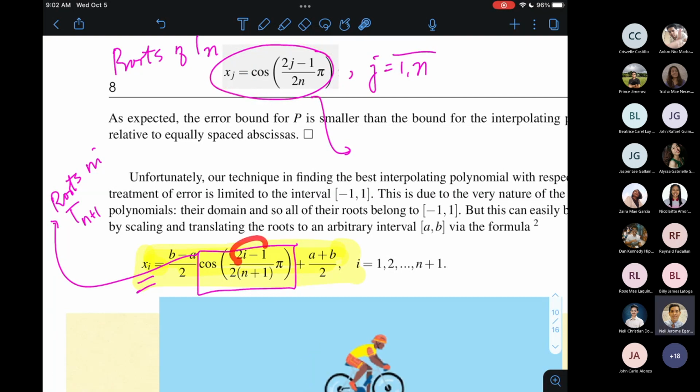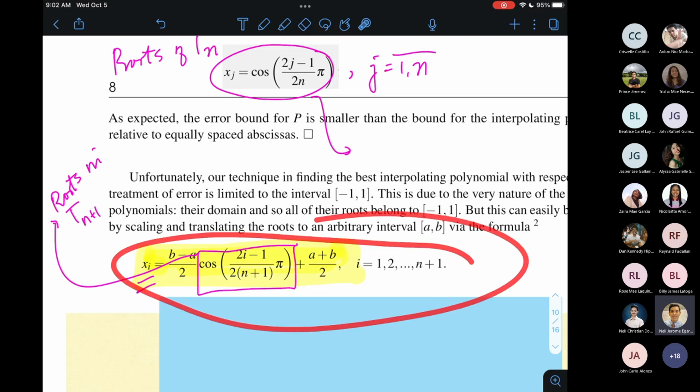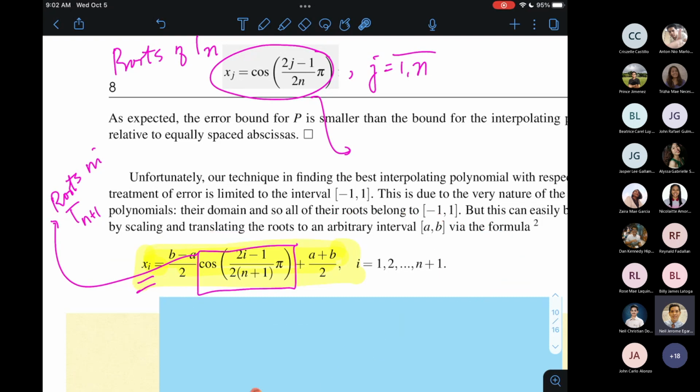So I'll have 2i minus 1 over 2 times n plus 1 na yung denominator, kasi nga ang kinukunan ko ng roots dito sa formula na to ay roots ni T sub n plus 1. Alright? Tapos yung j dito going from 1 to n lang siya supposedly, pero dito it will go from 1 to n plus 1. Kasi nga ito ay roots ni T sub n plus 1, alright? Ang tinatranslate niya, pero itong formula na to ay para sa roots ni T sub n. Okay? So I hope that's clear.